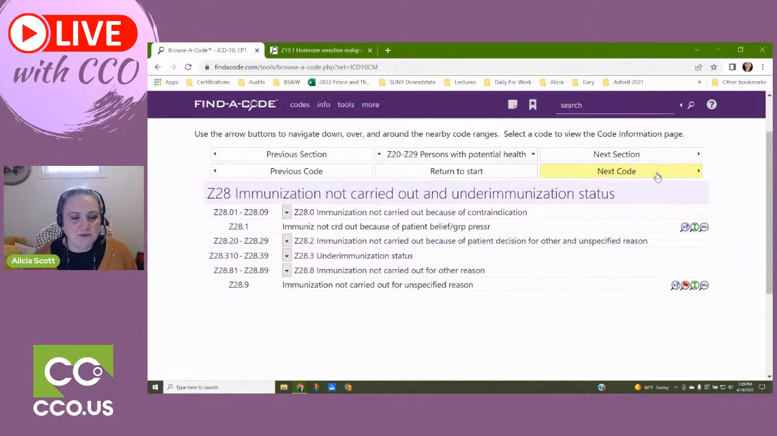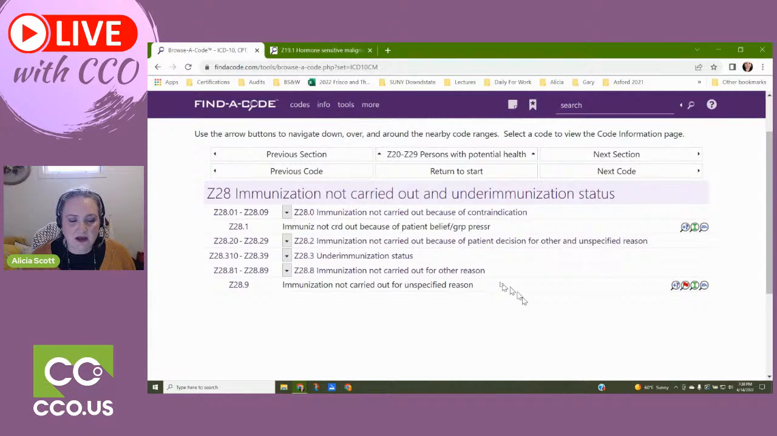All right. Immunization not carried out and under immunization status. Not carried out because of a contraindication, that you weren't able to have that particular immunization. And there are people that are allergic to certain immunizations. My mother was allergic to tetanus, but that was as a child. And so they would never give her a tetanus shot after the first one, or maybe the second one that she had, when they realized she's allergic. And they used to call that horse tetanus, I think. They've improved it and synthesized it since then, so she could probably have one now.